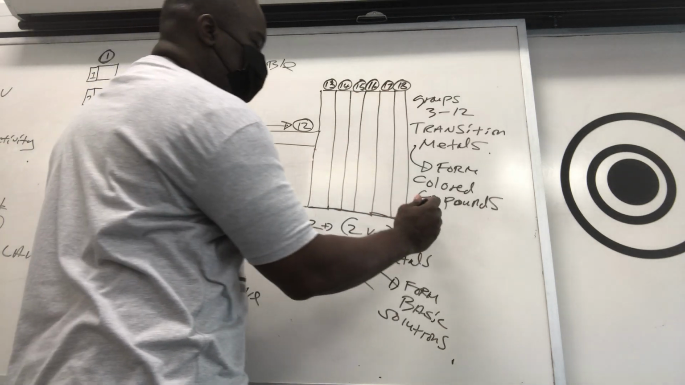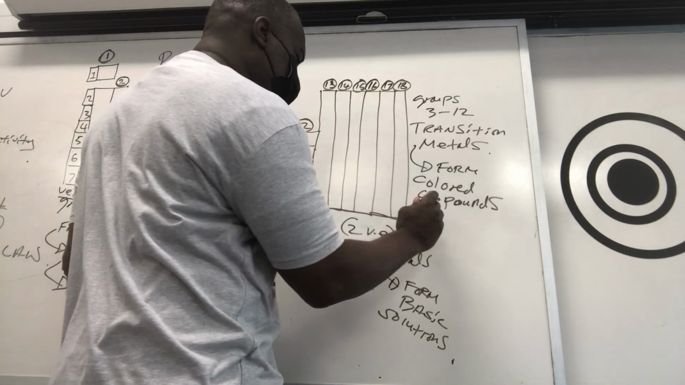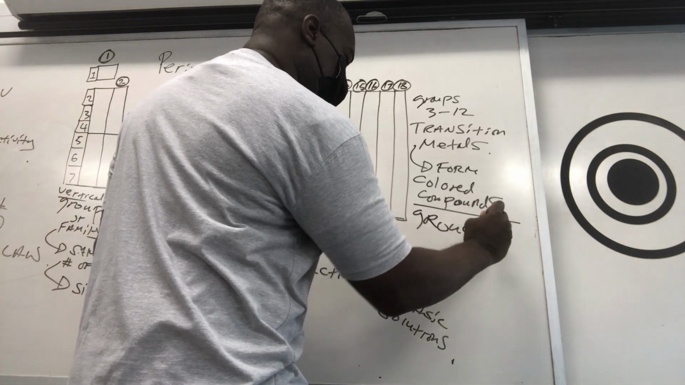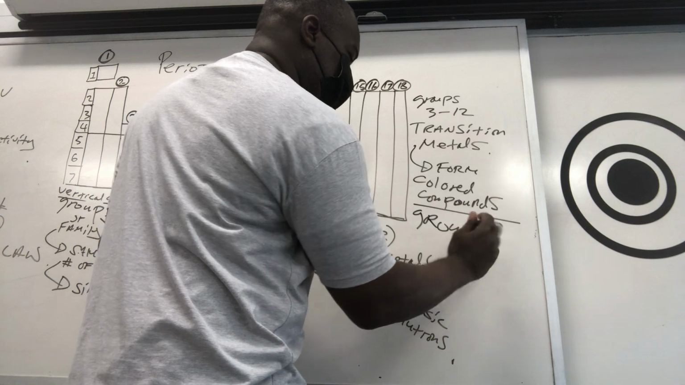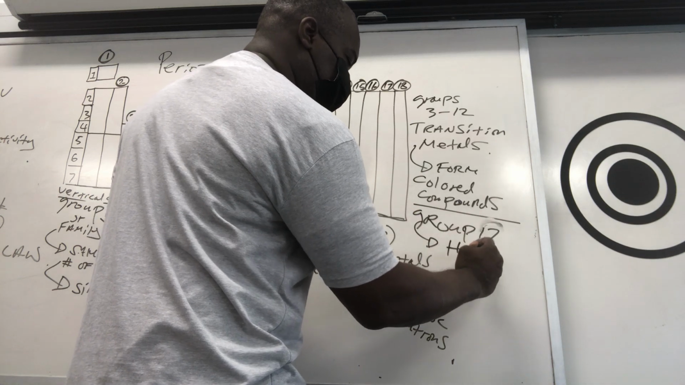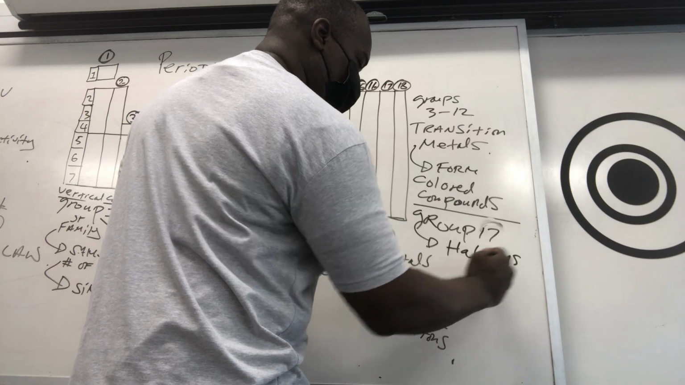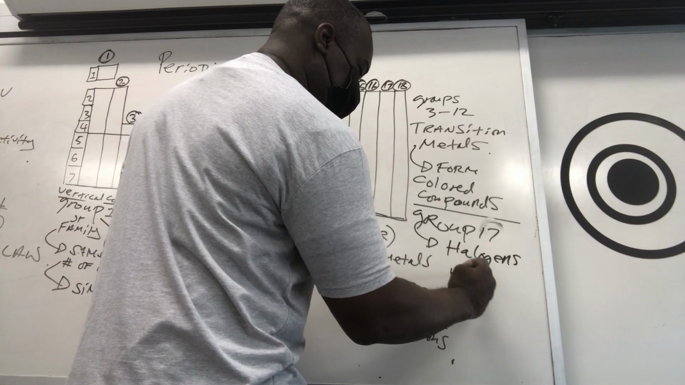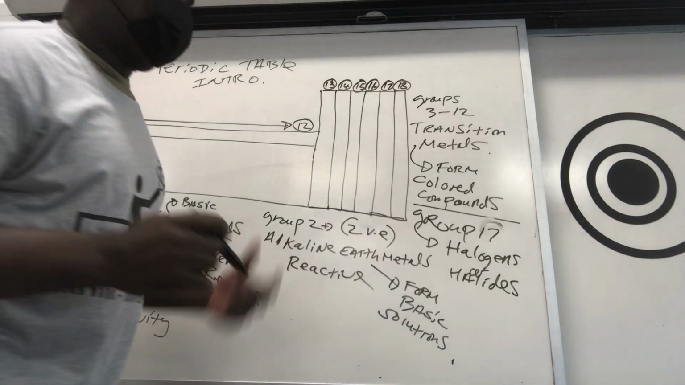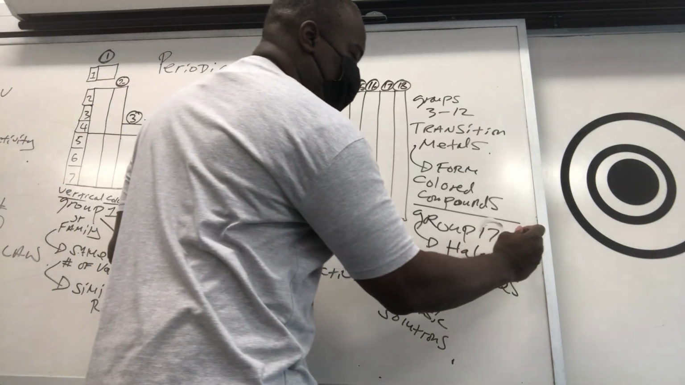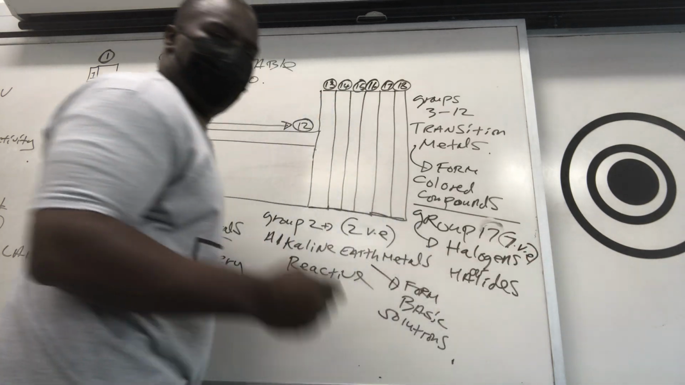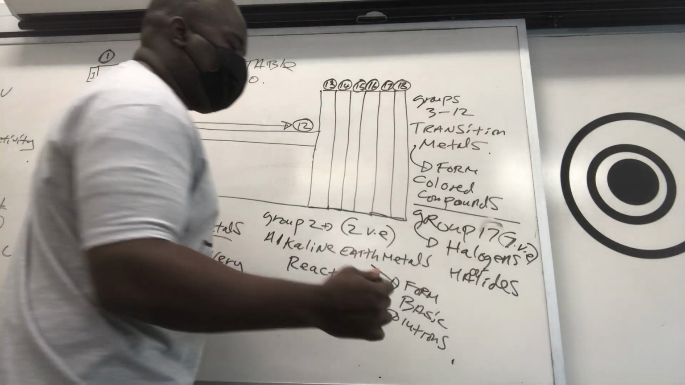So group 17, so we'll fit it in here. Group 17 are called, very important, halogens or halides. Okay? Now guys, the guys in group 17 have 7 VE, 7 valence electrons. So they're also very reactive.